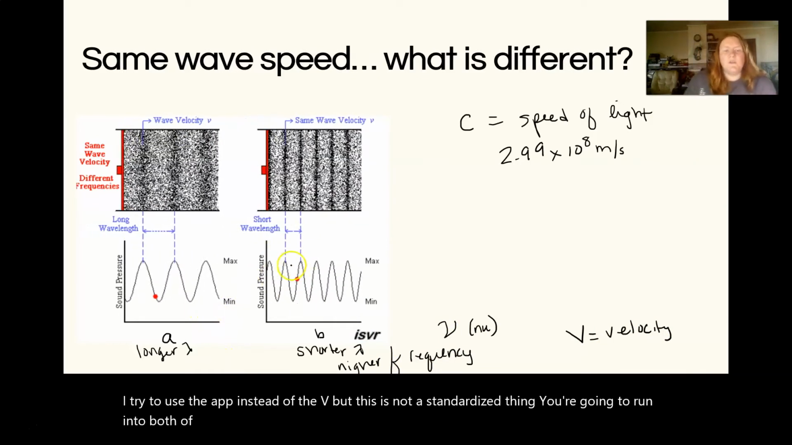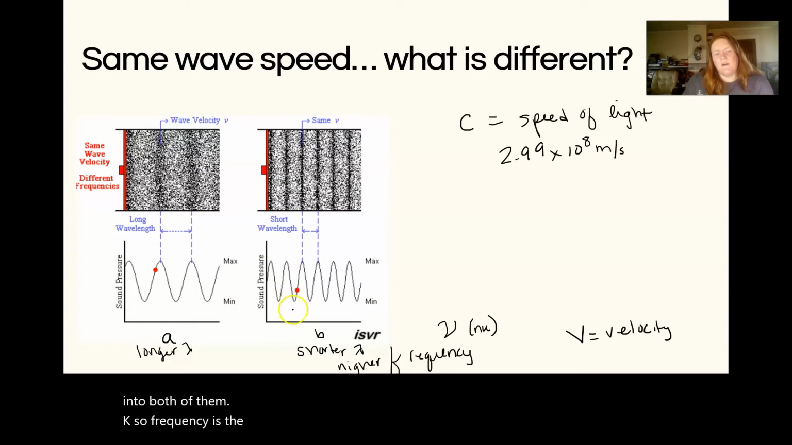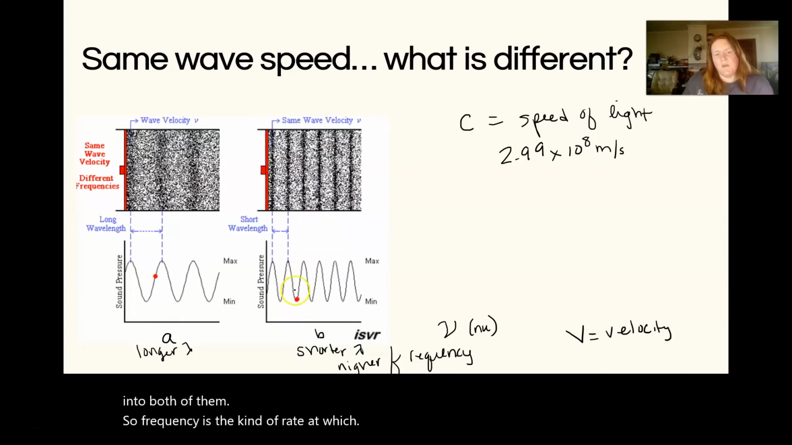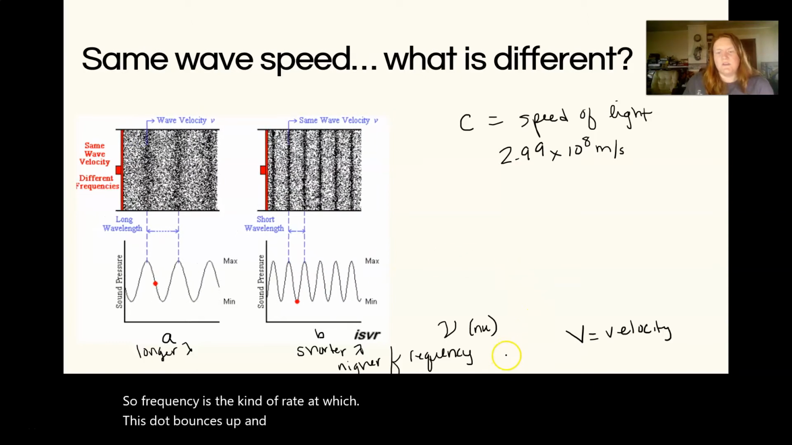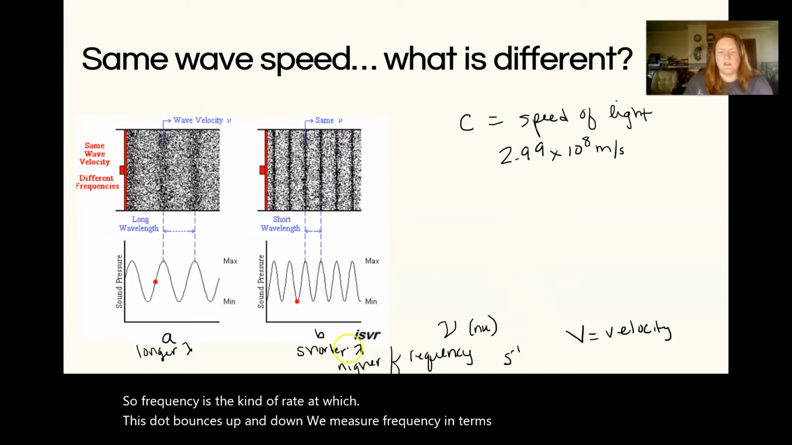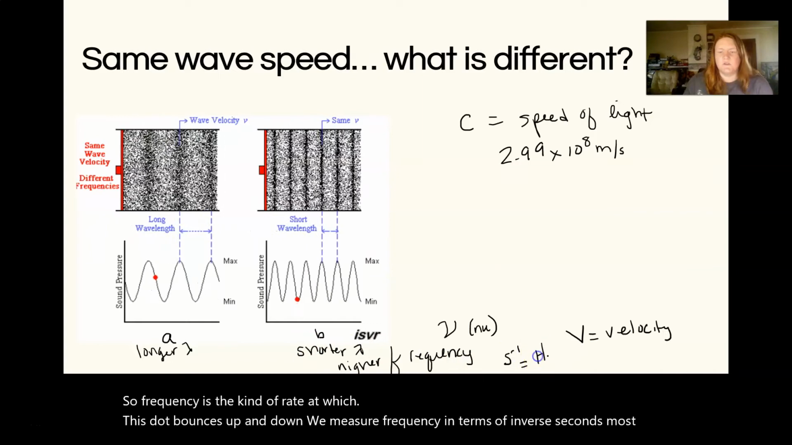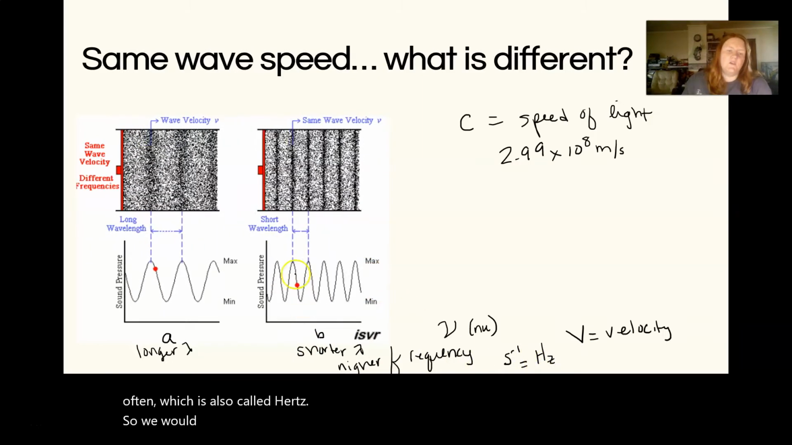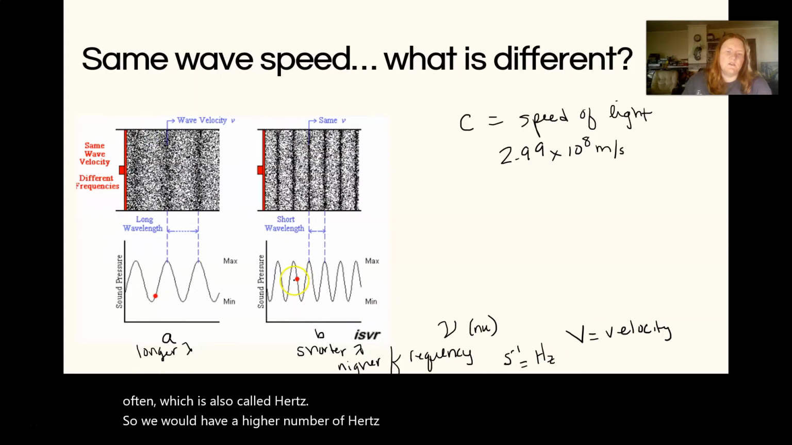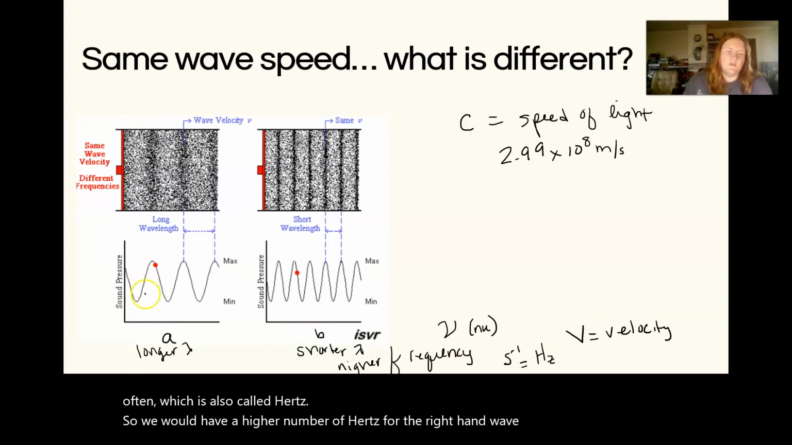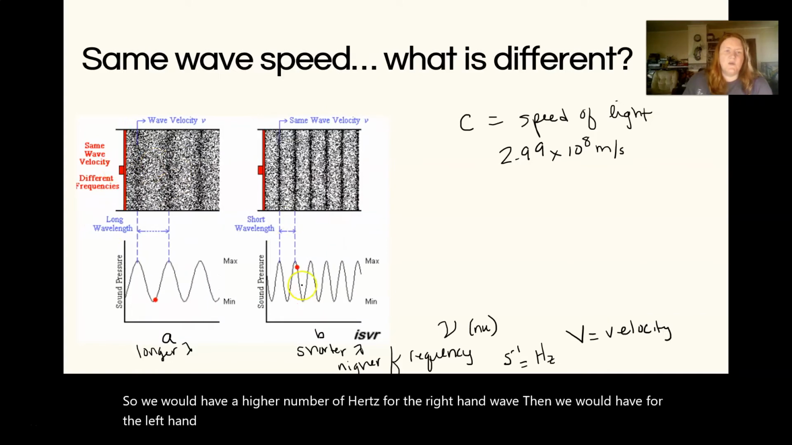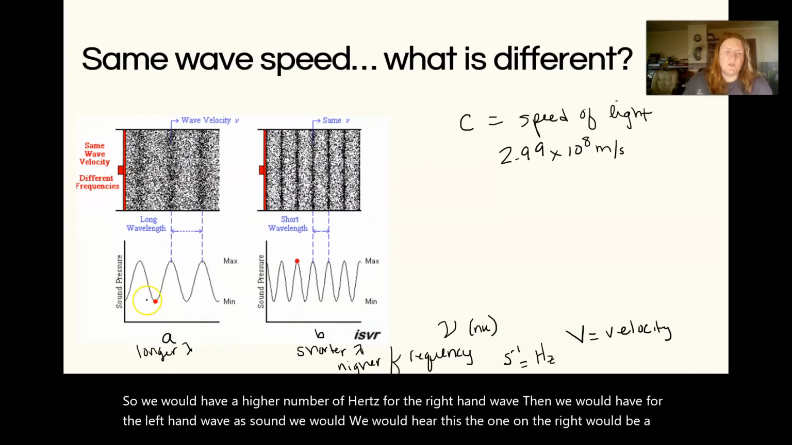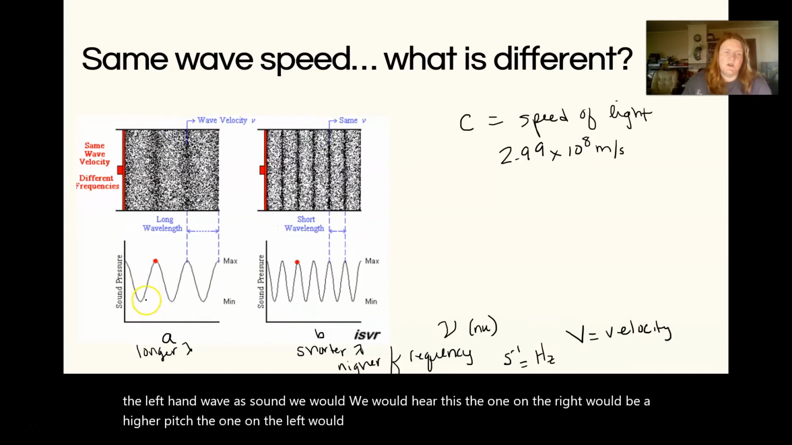Okay, so frequency is the kind of rate at which this dot bounces up and down. We measure frequency in terms of inverse seconds most often, which is also called hertz. So we would have a higher number of hertz for the right hand wave than we would have for the left hand wave. As sound, we would hear this, the one on the right would be a higher pitch, the one on the left would be a lower pitch.